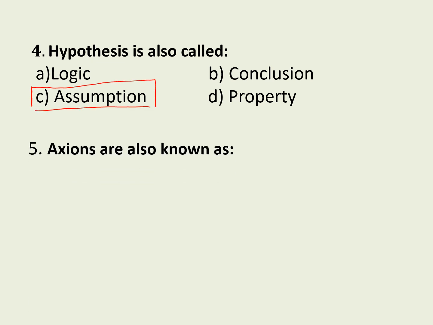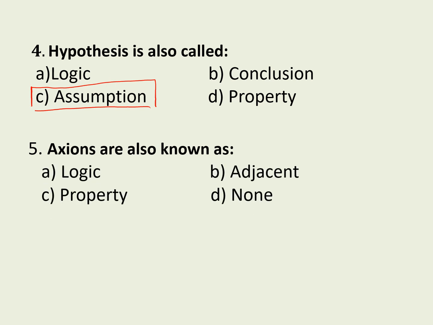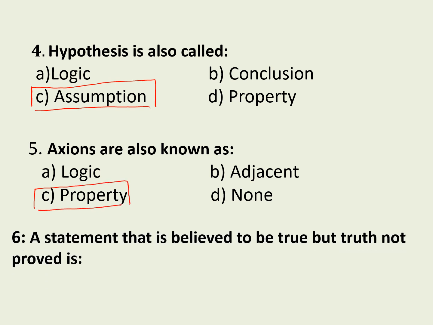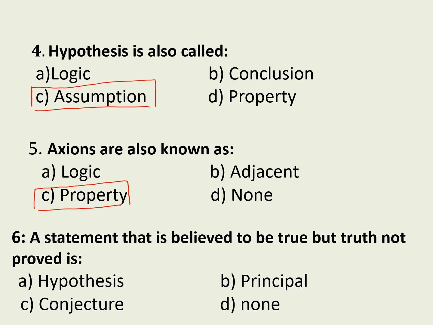The next MCQ, number 5. Axioms are also known as? So these are also known as properties. So option number C is the correct one. Now moving to the next MCQ. MCQ number 6. A statement that is believed to be true but whose truth is not proved is called a conjecture. So option number C will be the right option here.